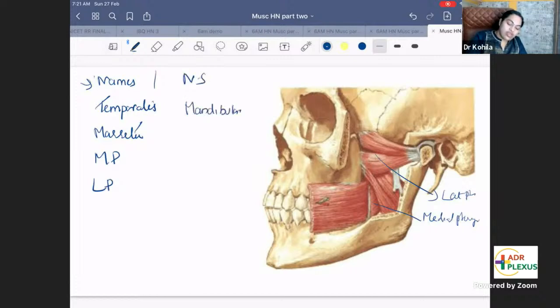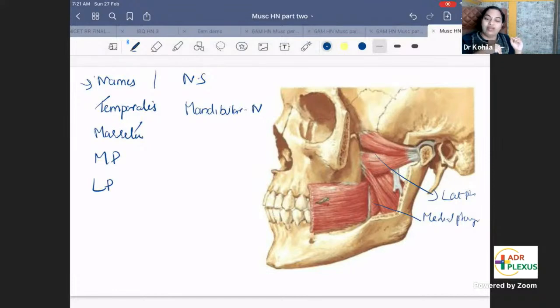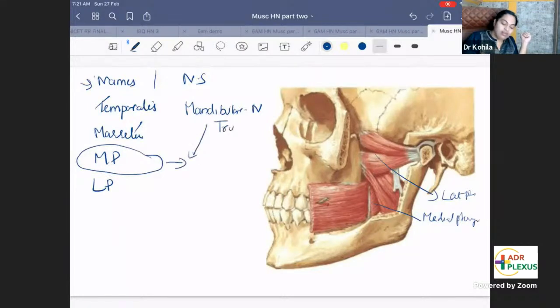But once there was a question, which muscle of mastication is not supplied by the anterior division of mandibular nerve? Which of these four is not going to receive the innervation from the anterior division of mandibular nerve? Any idea? Medial pterygoid. The nerve to medial pterygoid comes from the trunk of mandibular nerve. All the others are supplied by the branches coming from anterior division of mandibular nerve.